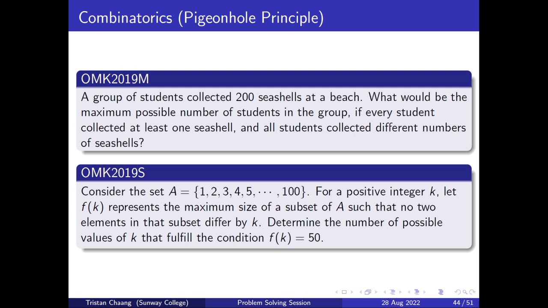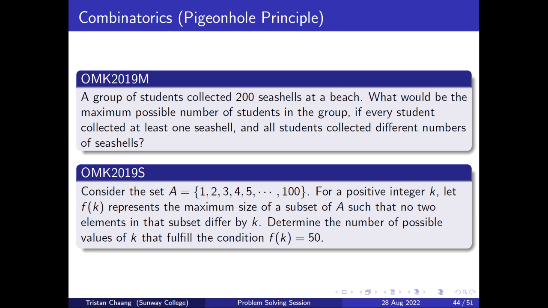So for example, f1, that's k equals 1. What would f1 be? How many numbers can you pick from this 1 to 100 so that no two of them differ by 1? The simplest case I can think of is 1, 3, 5, 7, 9, and so on, right? And that would mean f1 is 50. Of course, you have to prove that it's really 50. But here, determine the number of possible values of k that fulfill the condition fk equals 50.